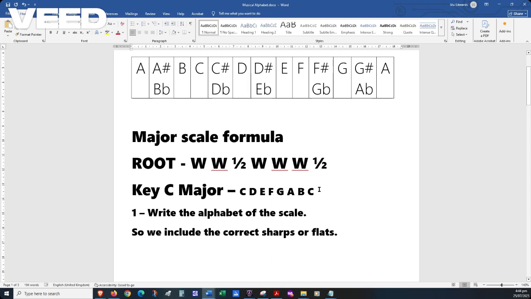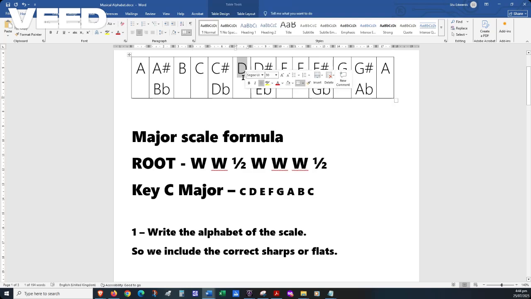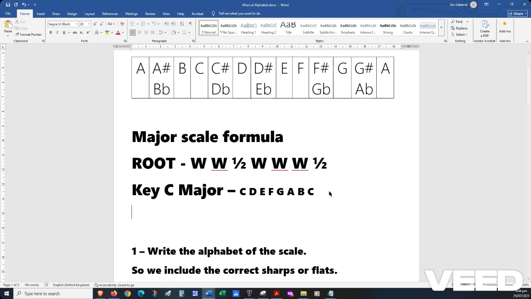So now that we've established that those are the alphabetical notes, we start on the C note and we move a whole step to D, we move a whole step to E, and then we move a half step to F. So there's no sharps and no flats. Then we move a whole step to G, a whole step to A, another whole step to B, and we're back on C. That's the key of C major.